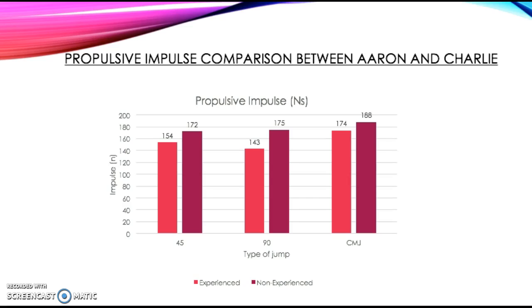Charlie jumped higher on the 45 and 90-degree jumps, and this could have been because Aaron held an isometric contraction for a long period of time before he jumped, because the angle took a long time to measure, and this might have affected the results. Also, Charlie didn't stay at 90 or 45 degrees, so he'll have had an advantage.